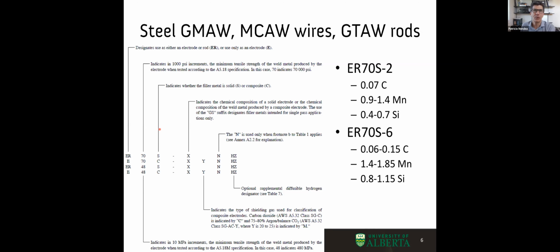The higher the number, the stronger the filler metal, but also typically means more hardenable and more difficult to weld, more susceptible to hydrogen. So you know, 70 is a very common number. Pretty much every wire you're gonna see in MIG is 70 of some sort, although there are many others. S indicates it's a solid wire.